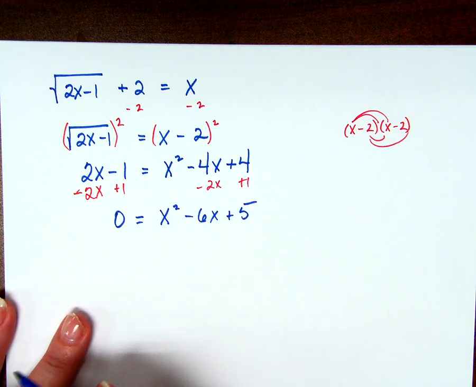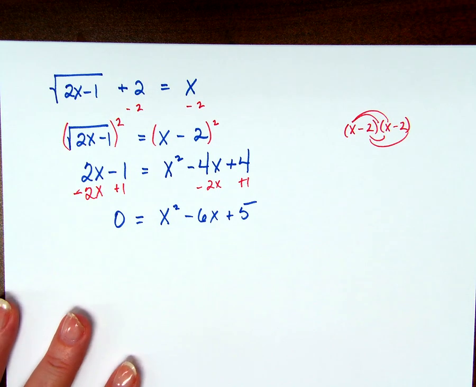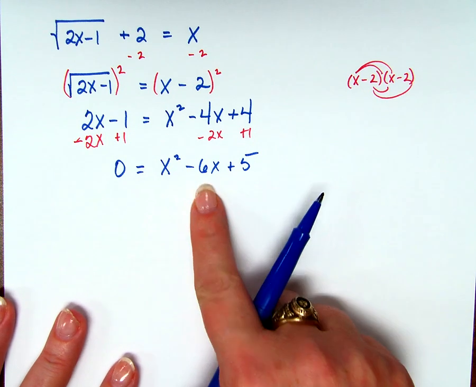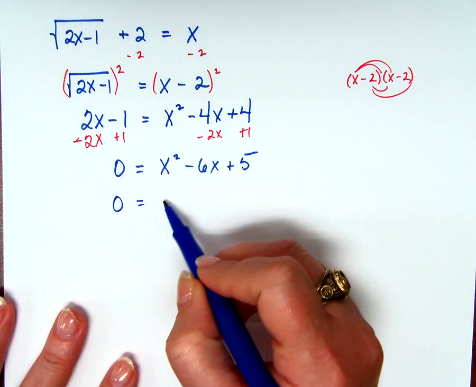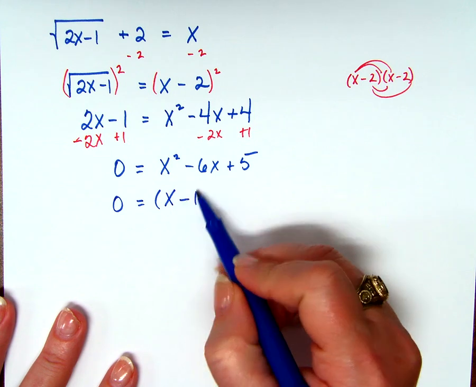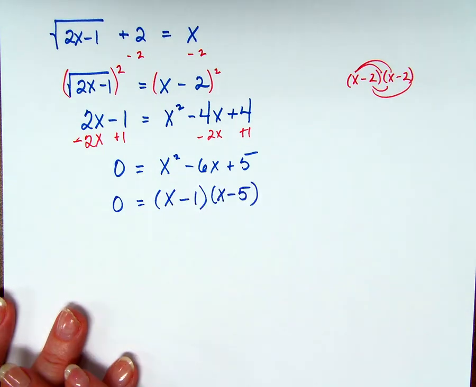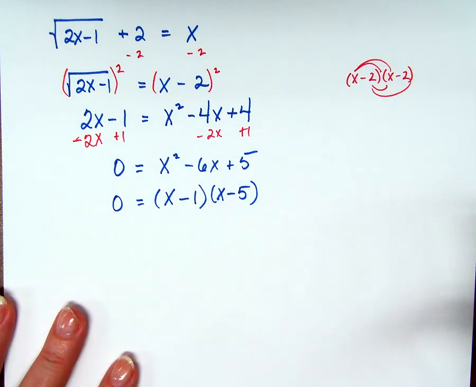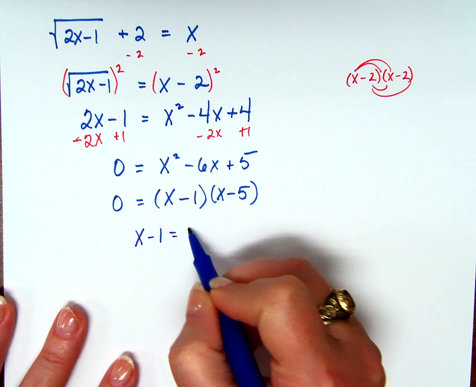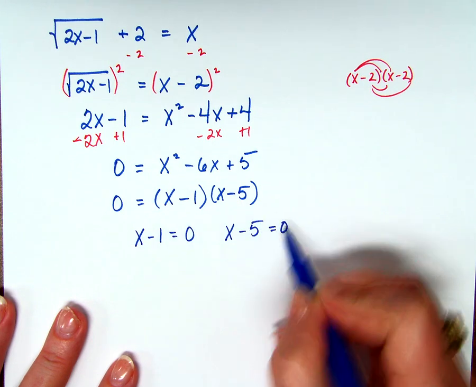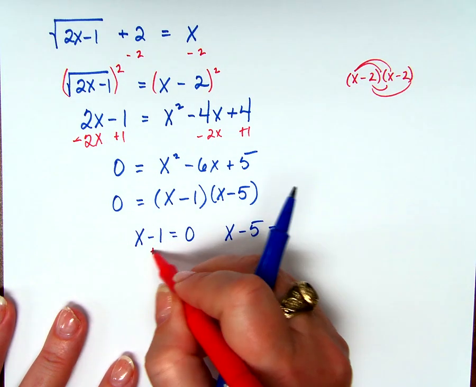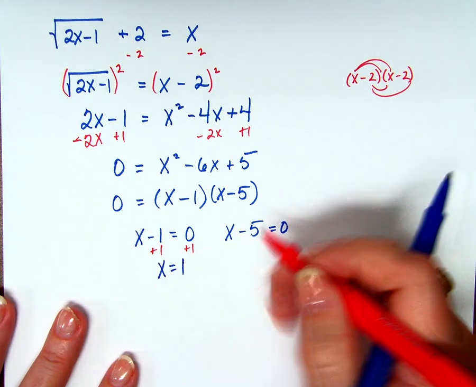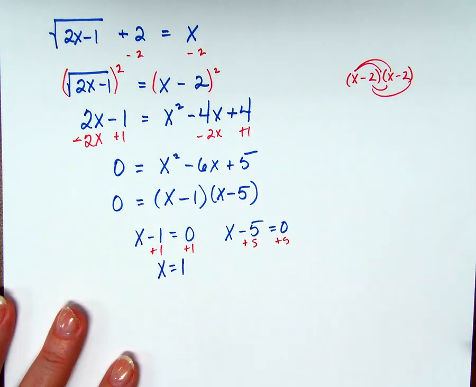So again, thinking back to yesterday when we talked about section 1.5, this is just factoring now, isn't it? So it multiplies to be 5 and adds to be negative 6. Negative 1 and negative 5? Once again, two things multiplied together to give me 0. So I need to take each one of them, set it equal to 0. Add 1, add 1. x equals 1. Add 5, add 5. x equals 5.